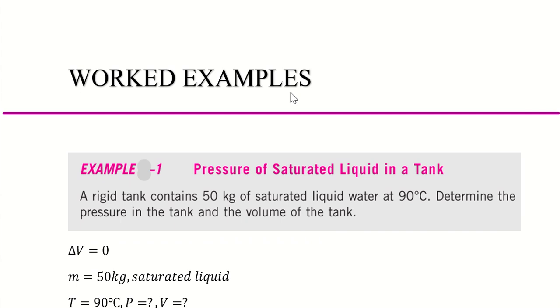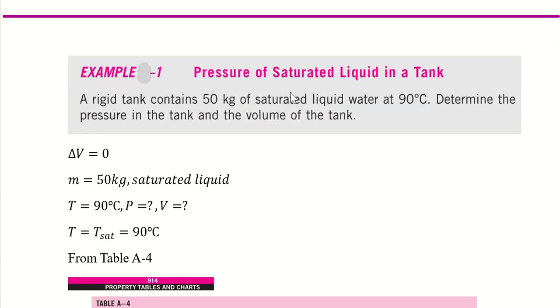Let's get started. So example one is pressure of a saturated liquid in a tank. The question goes: a rigid tank contains 50 kilograms of saturated liquid water at 90 degrees Celsius. Determine the pressure in the tank and the volume of the tank. For these questions, the first thing you want to do is interpret the question correctly and know what the given values mean.